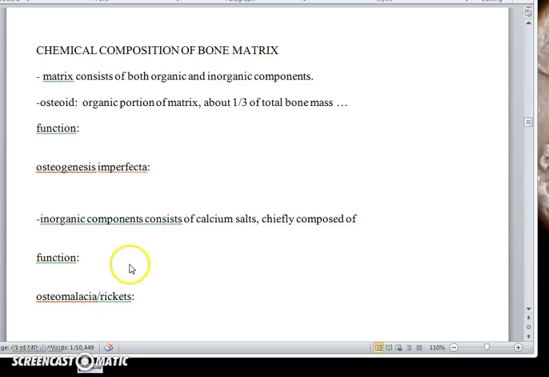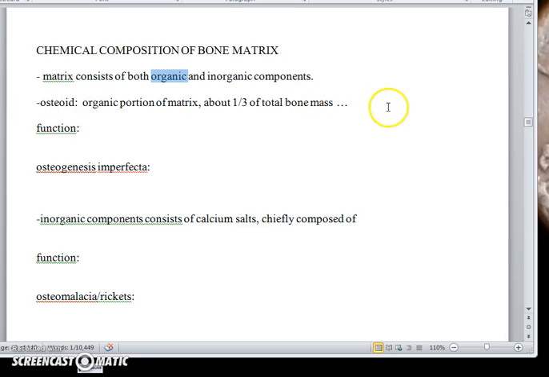Okay, if I remember right, the last thing we were doing was the chemical composition of bone matrix. We already did this stuff, so I remember watching the Children of Glass movie, where we talked about osteogenesis imperfecta. But remember the bone matrix: you've got the kind of famous inorganic part, that's the calcium, but you've also got the less famous but important organic part, and that's called the osteoid.